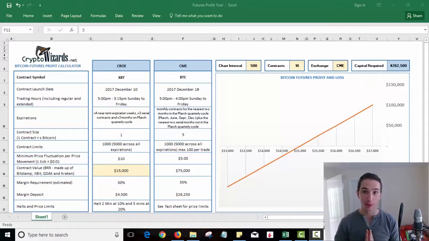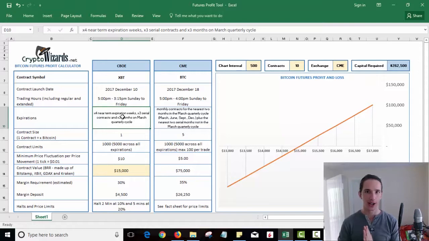The CBOE is open for Bitcoin futures trading today, which is awesome. And the CME will be opening it on December the 18th. The trading hours and the expirations, etc., are in the fact sheets. You can go and download those and read through those. But I want to talk about the game-changing differentiators between the two contracts to keep this video short.